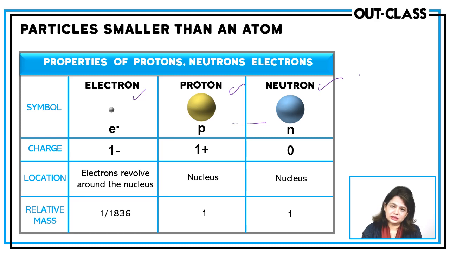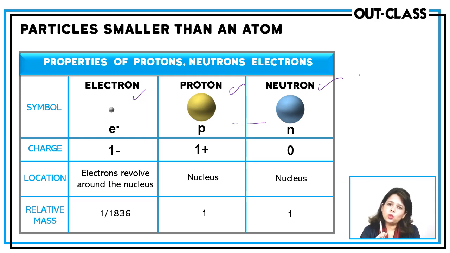Now their masses. The relative masses of these particles are important. The electron's mass is negligible as compared to the mass of the proton and neutron. The relative mass of an electron is 1 over 1836. You can also write 1 over 1840, or 1 over 2000. All these 3 statements are correct. So any value you can learn.